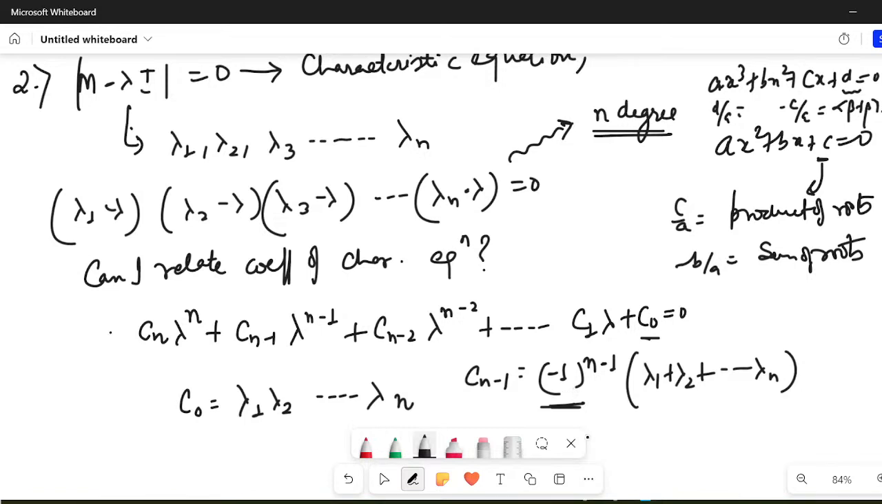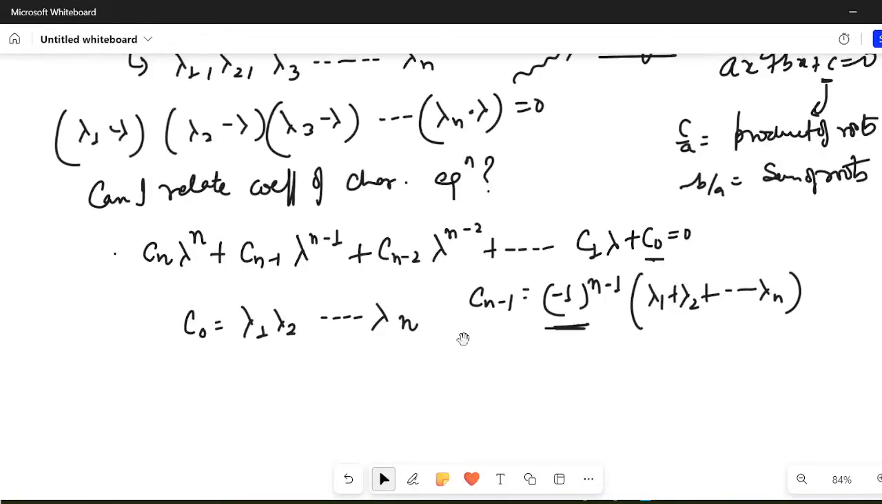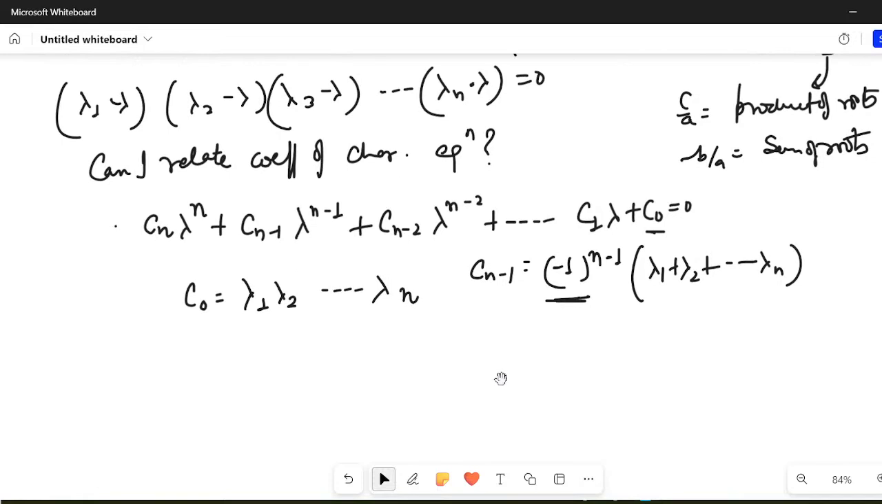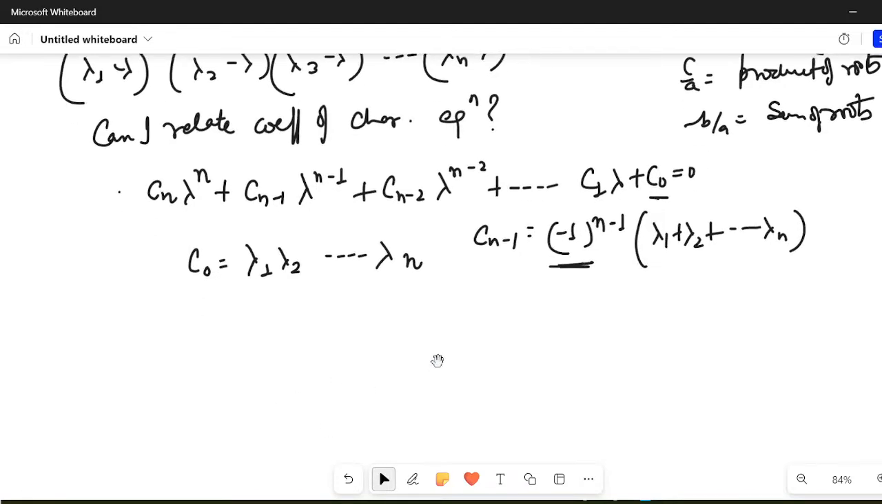Okay. So one thing is very much clear, that this is how you can relate a product of roots and the sum of the roots by the coefficient of this thing. Now you just think of one more thing that I'm telling you. See, till now everything is clear, I guess.